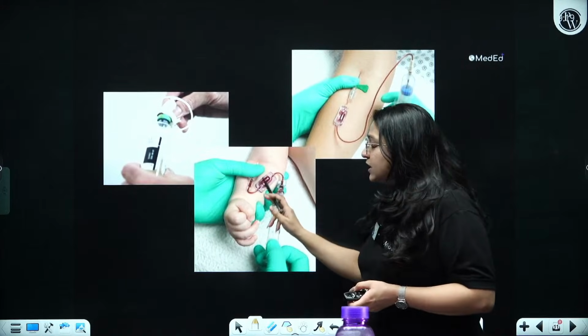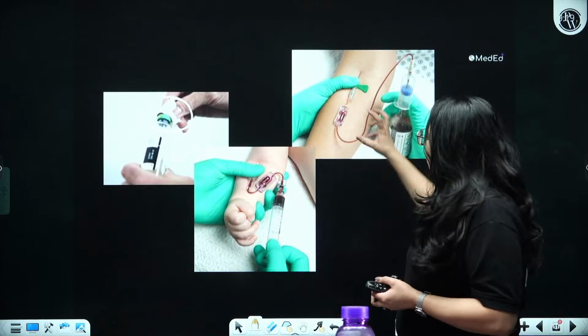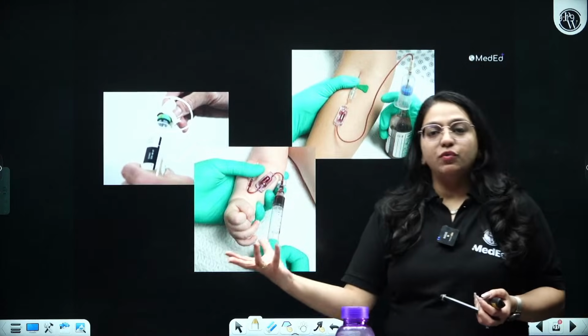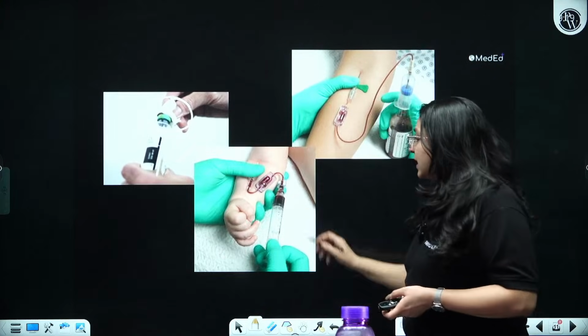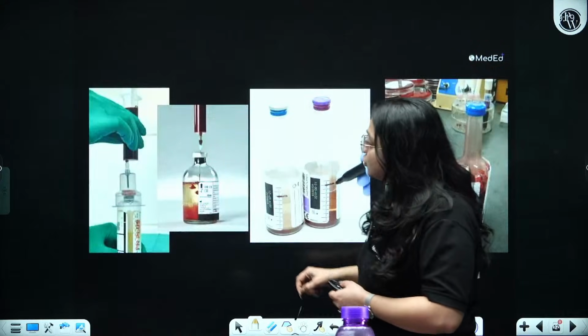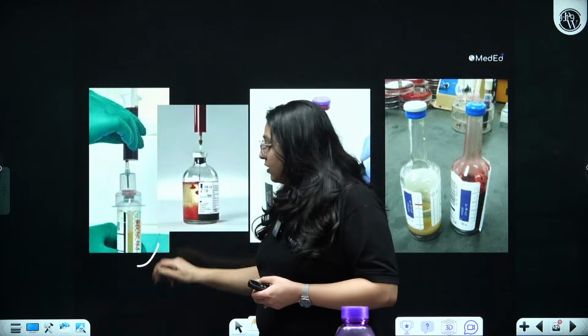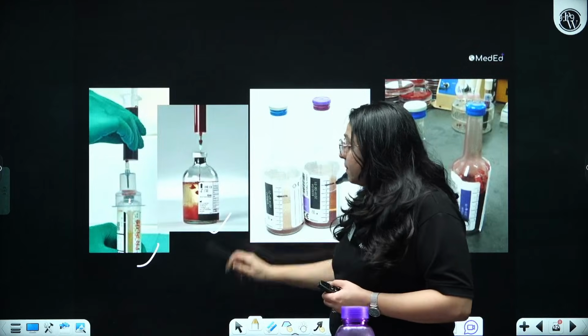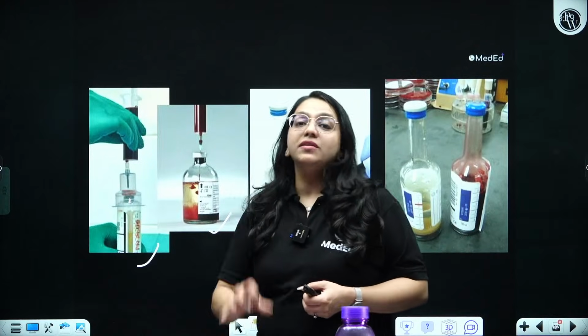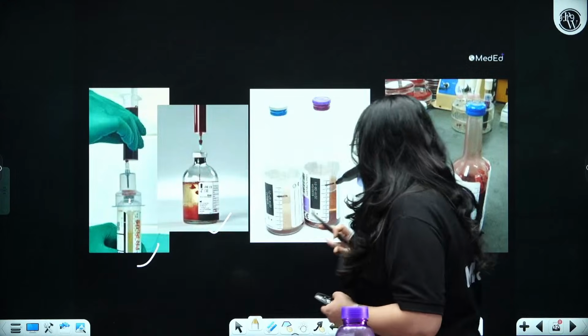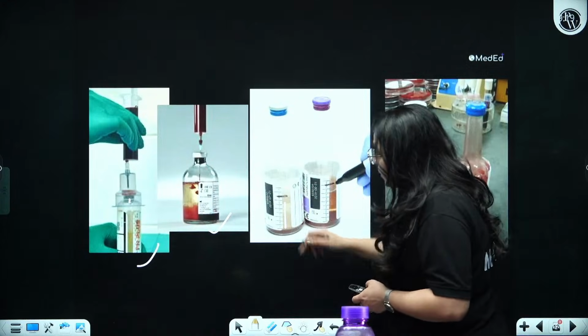Okay, if it's a neonate, small babies, whose veins are not able to take so much pressure, then you can collect with the help of a syringe. Then of course you have to insert it inside the blood culture bottles. This is an automated blood culture bottle, this is a manual blood culture bottle. Does not matter, the ratio has to be maintained. That is how you know the ratio has to be maintained.